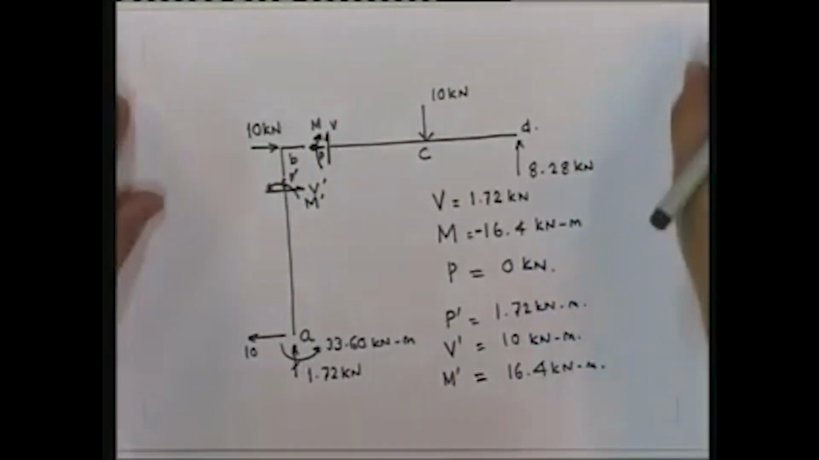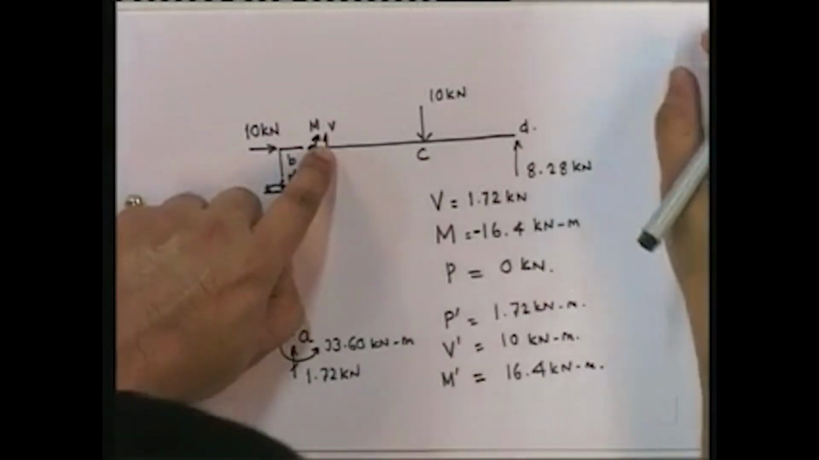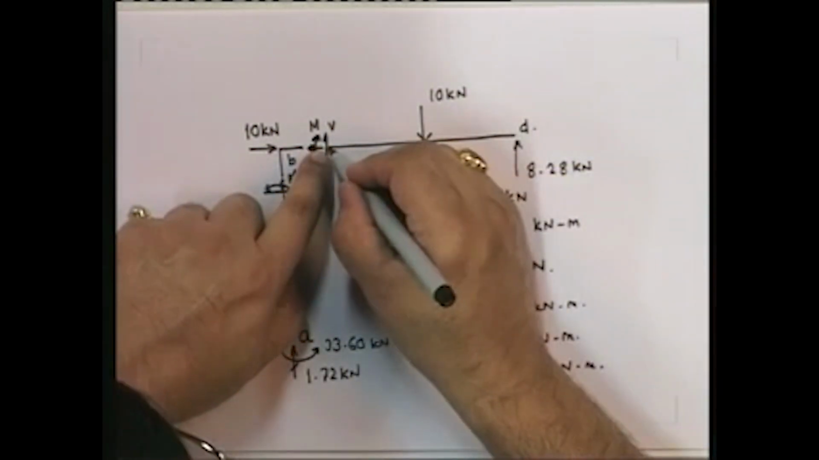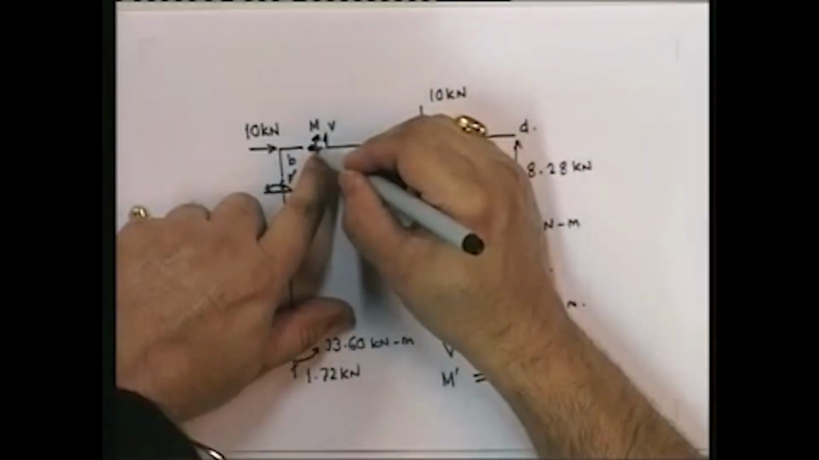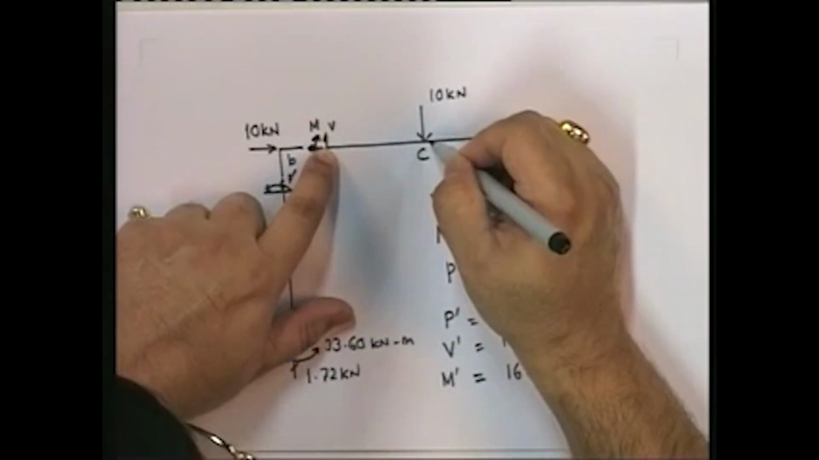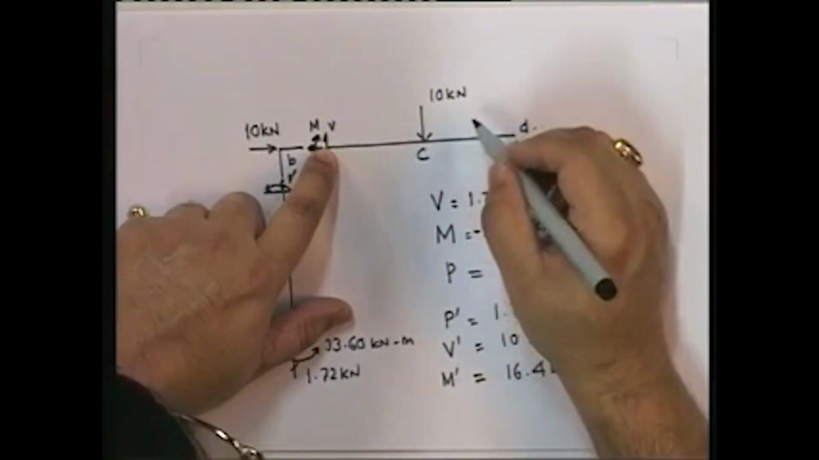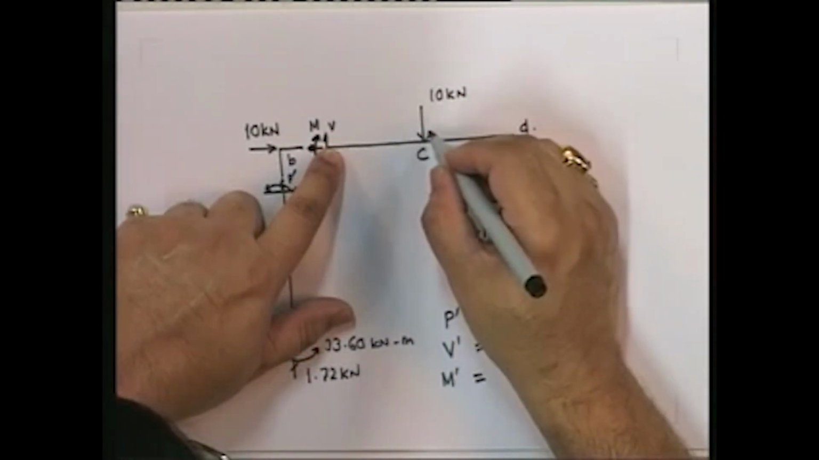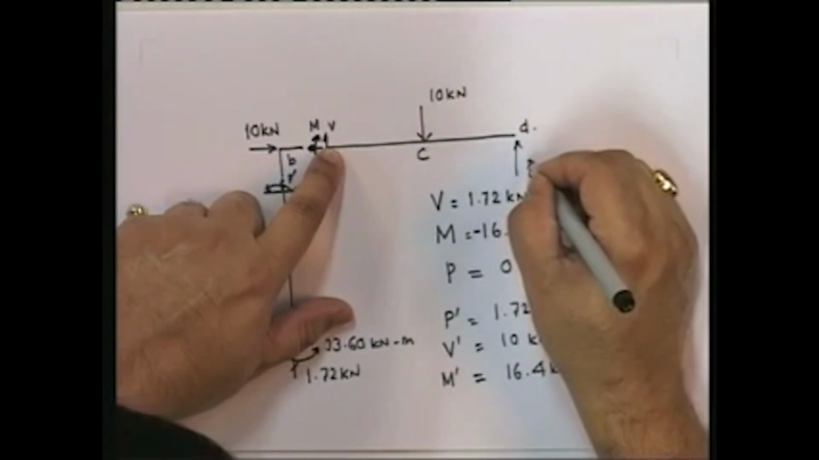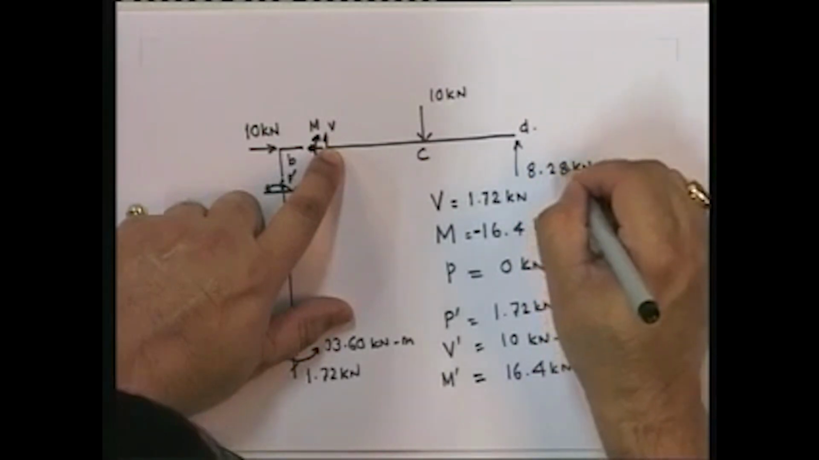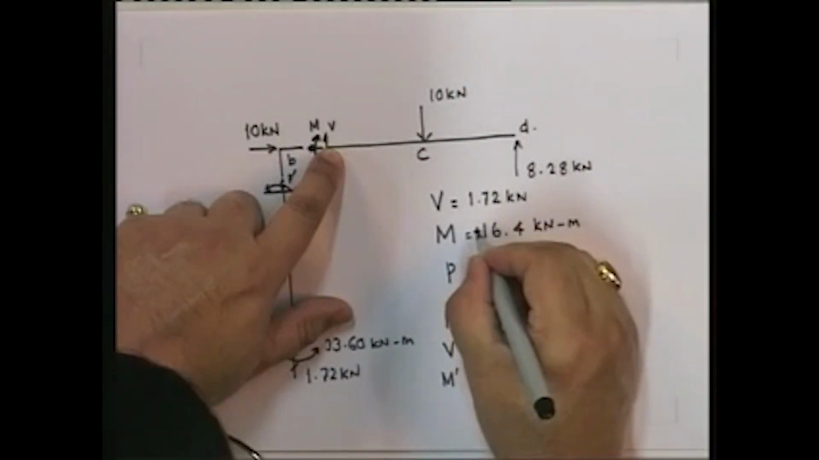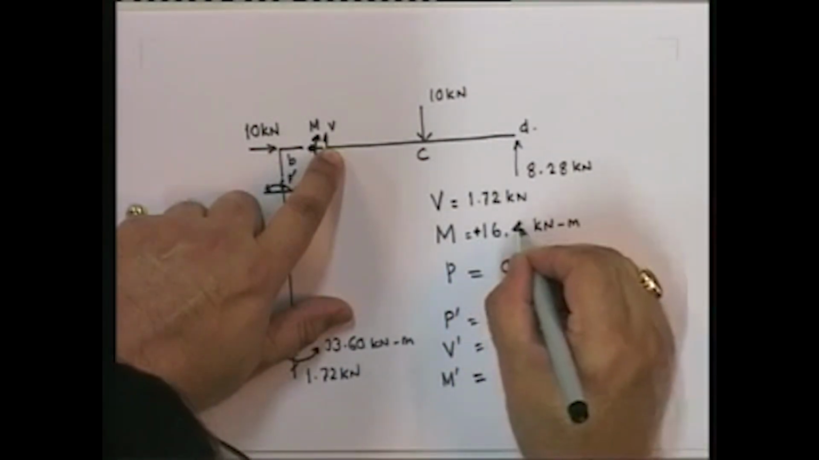So let us review this again. Taking moments about this point, what do we generate? We generate that this moment plus this moment is equal to this moment. So let us see, M plus 10 into 2.5 minus 8.28 into 5 is equal to 0. That is sigma M equal to 0. If you take that, you will see that this is going to be plus 16.4.